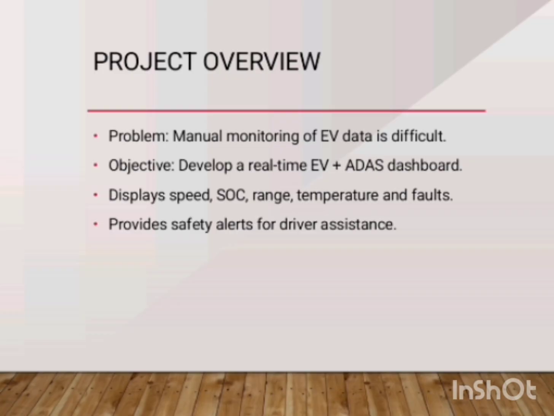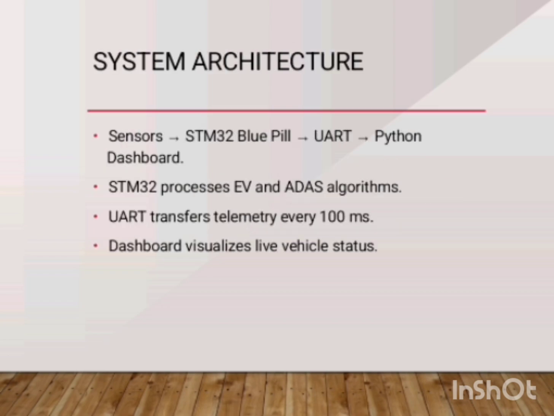As we know, electric vehicles are becoming an important part of modern transportation. Since EVs depend completely on battery power, it is very important to continuously monitor their performance. If the driver cannot monitor the vehicle properly, problems like battery overheating, communication failure, or collision risk may occur. Our project solves this problem by providing a real-time monitoring dashboard. The dashboard continuously displays vehicle speed, battery state of charge, also called SOC, remaining driving range, motor temperature, and fault status.